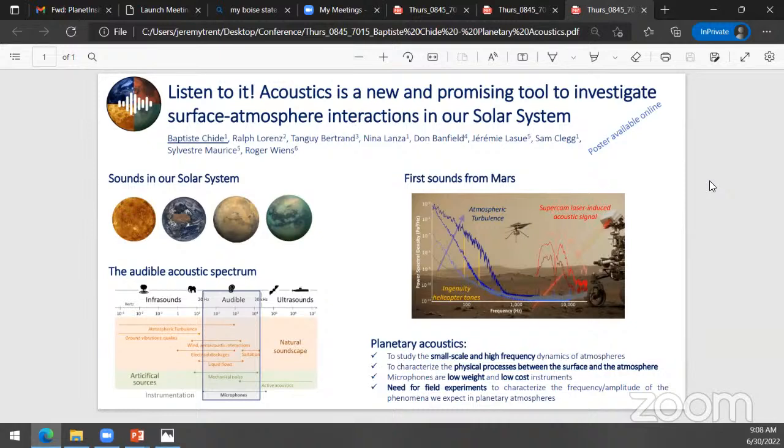And well, microphones are very useful instruments. They are low weight, low cost instruments, and we can have access to this high frequency content that is required for these new measurements we need for surface atmosphere interactions. So there are great perspectives for this new technique, acoustics, for Mars, of course, but also for Titan. And I think maybe Ralph will talk about that later, but we currently have, we will, I hope so, have one microphone, part of the Dragonfly mission to record this fantastic soundscape that we can have on Titan.